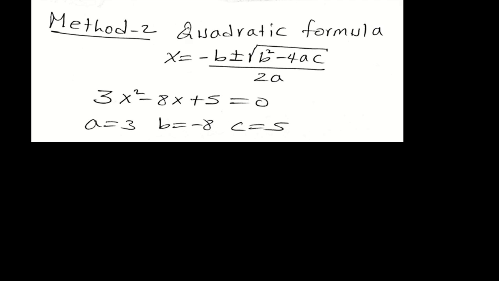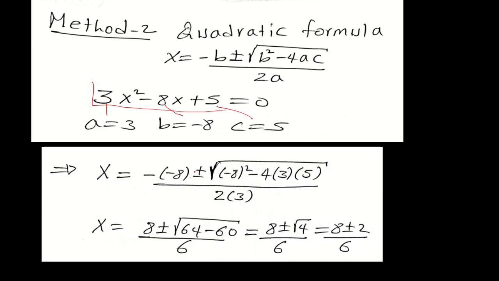The second method is quadratic formula. We can directly apply the formula x is equal to negative b plus or minus the square root of b squared minus 4ac, the whole over 2a. First of all, in our quadratic equation, here it is. The a is 3 and the b is negative 8 and the c is 5.